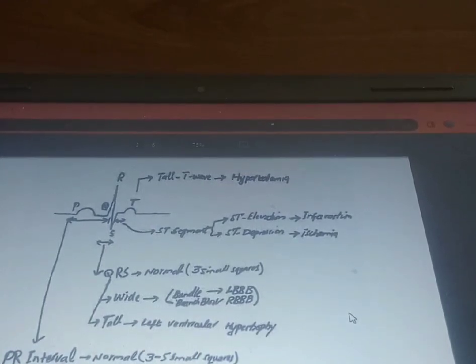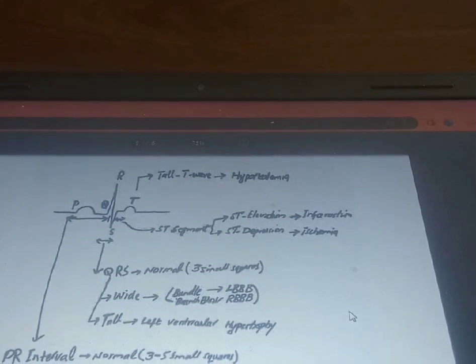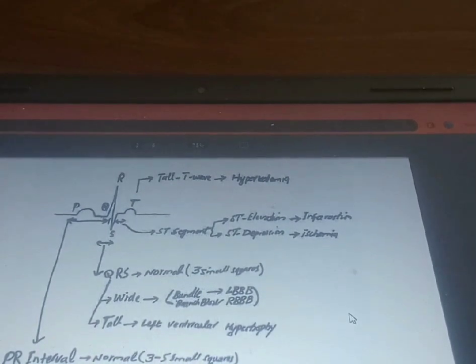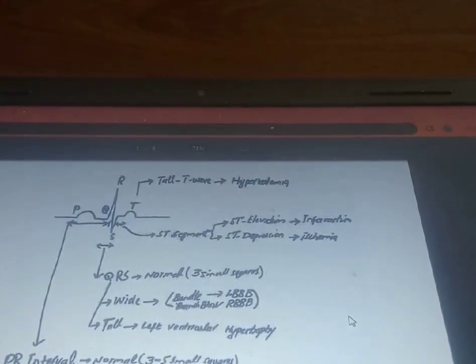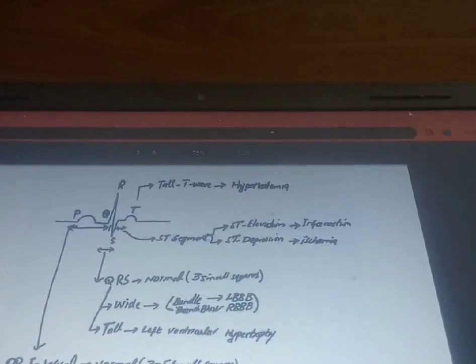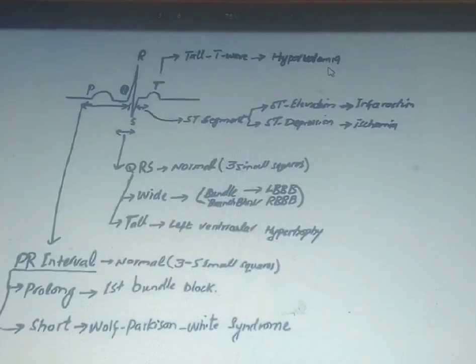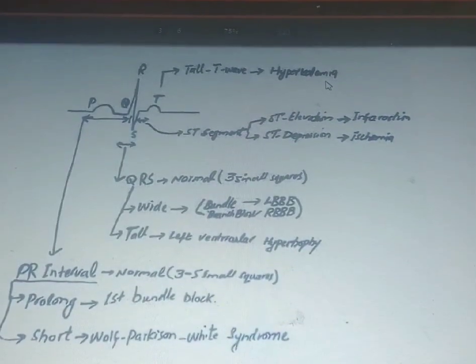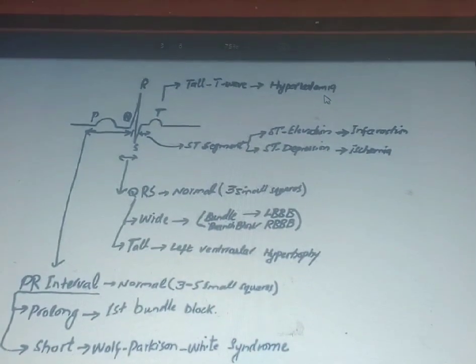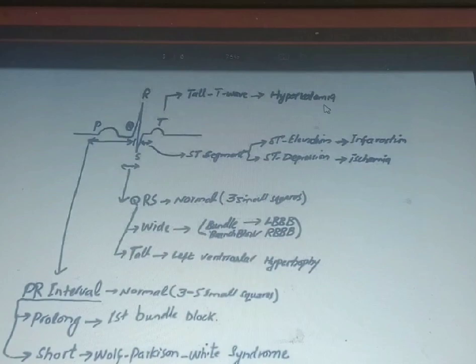And the QRS complex, that is normal, is composed of 3 small squares, and when there is a wide QRS complex, it represents the bundle branch block, either left or right. When the QRS complex is tall, it represents the ventricular hypertrophy. And the ST segment may be elevated or depressed. ST segment elevation represents the infarction, and ST segment depression represents the ischemia. And for the T wave, a tall T wave represents the hyperkalemia.